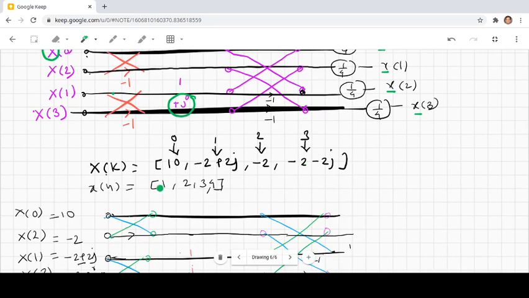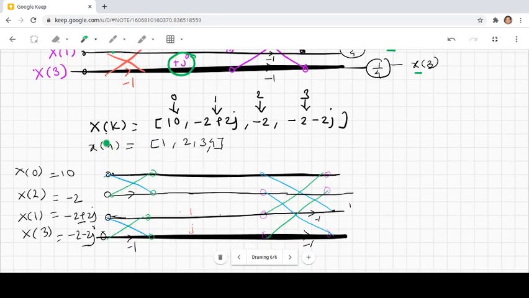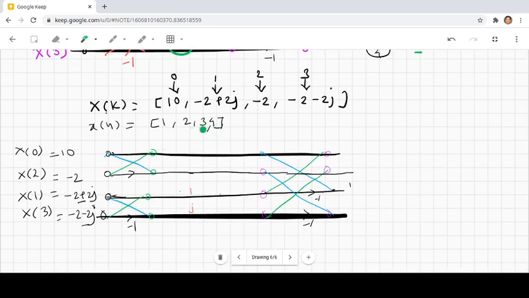So let us solve an example. Say X of k is a sequence, or the DFT coefficients are given as 10, -2 plus 2j, -2, -2 minus 2j. And here we have to find the IDFT. And we know the answer. The IDFT of this DFT is 1, 2, 3, 4, because the DFT of 1, 2, 3, 4 is this. So let us solve this example.